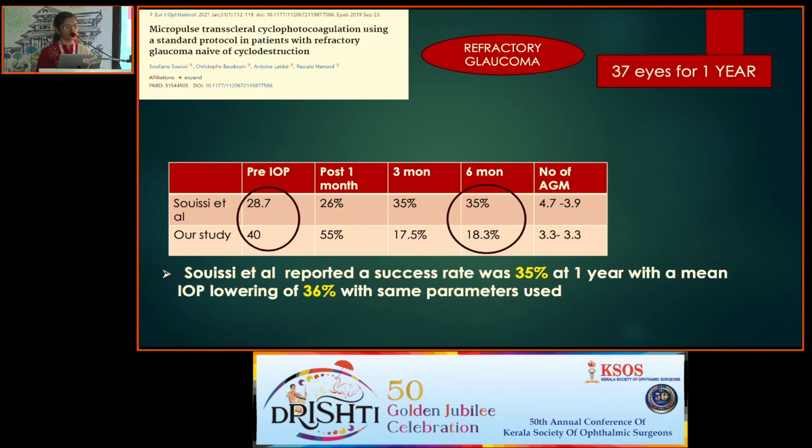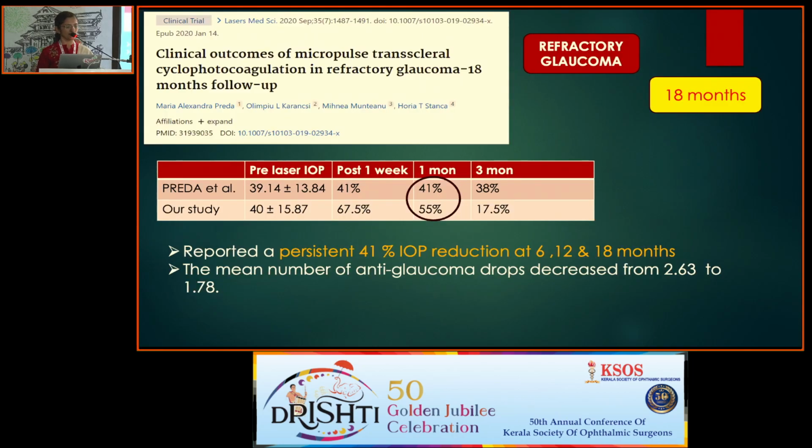In a study conducted by Suisi et al., it was also done in refractory glaucoma. The pre-laser IOP was lesser compared with ours, and a 35% reduction was seen at 6 months and also at 1 year. In the study conducted by Preda et al., a 41% reduction was maintained at 6, 12, and 18 months, but the number of retreatments was more in this study.